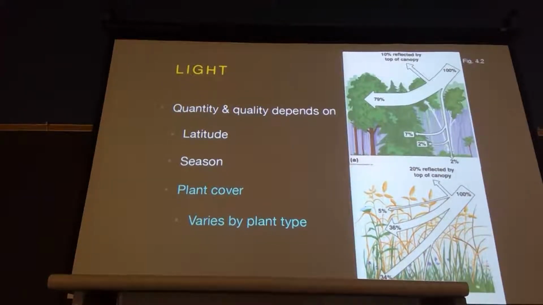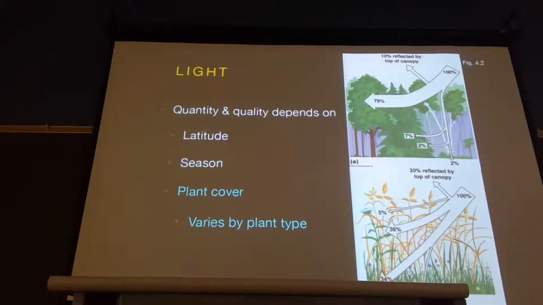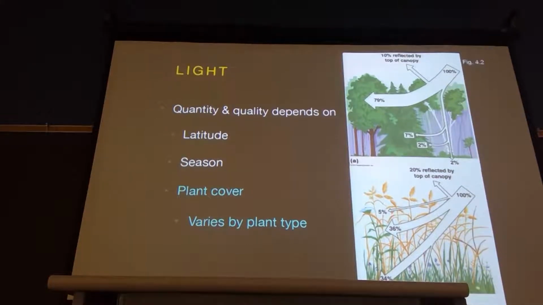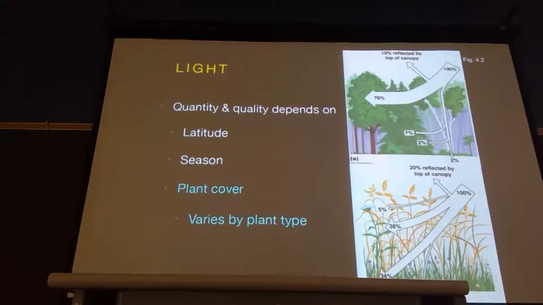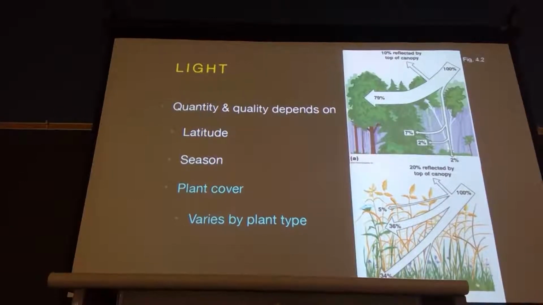So light doesn't vary so much with depth on land. It's there. It does vary with latitude, just like it would in an aquatic ecosystem. There's more light available at the equator than there is at the poles. Light quantity is going to vary by season. When is there more light in terms of seasons? Summer. When is there less light? Winter, because we're tilted and we're rotating around the sun on a non-circular orbit. That affects the quantity of light.